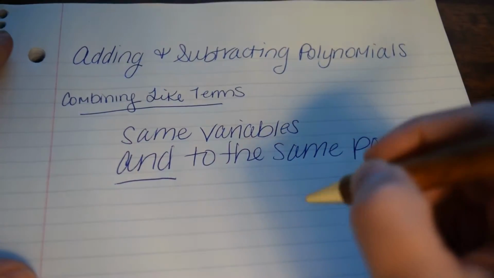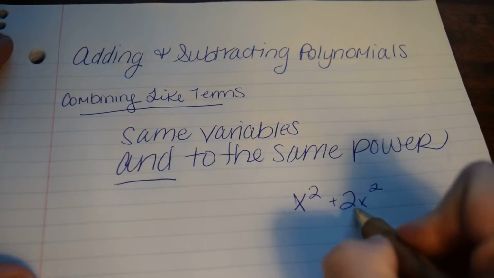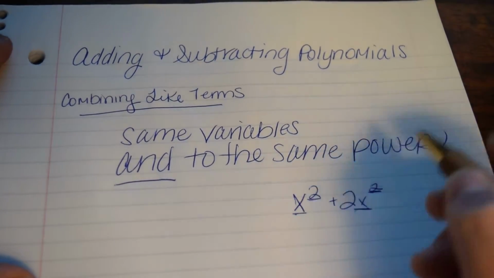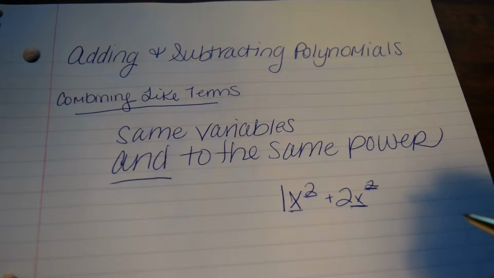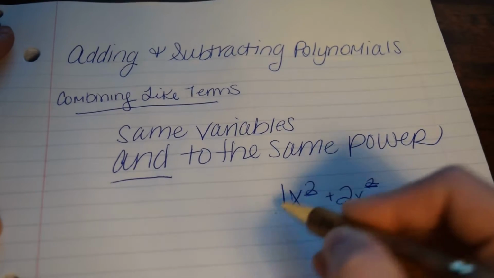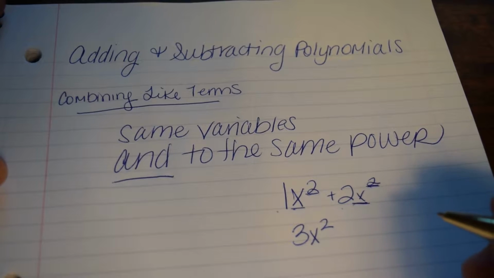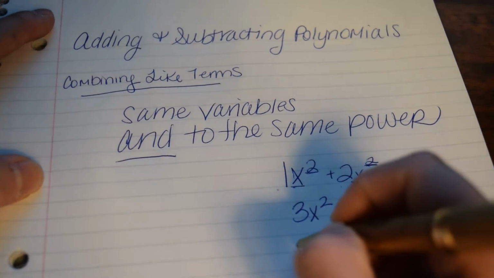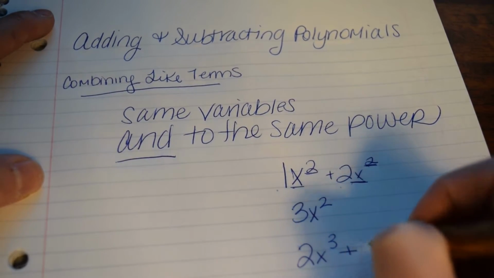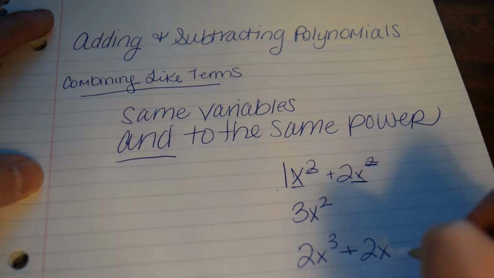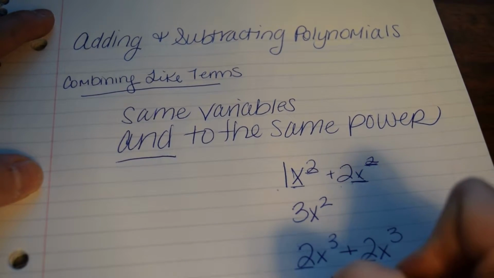So if we see x squared plus 2x squared, we can say they both have the same variable to the same power. And now we're just going to add, remembering that if there's no coefficient in front of a variable, it's always a 1. So 2 plus 1 is 3, and then we bring our base and exponent with it. Exactly the same. Don't change it. We also can remember that if we have 2x cubed plus 2x cubed, we can add the coefficient and do 4x cubed.